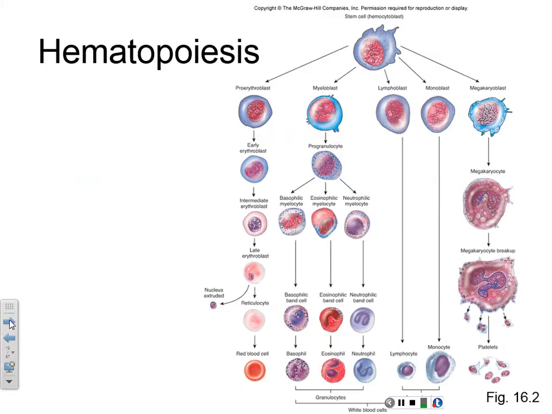So proerythroblast, then you've got early and late erythroblast, and at this time it's losing organelles. By the time it's a reticulocyte, it has lost the nucleus. And a reticulocyte is not a mature red blood cell. It's just one step behind. So what's the difference, which is in your module, between this and a mature red blood cell? What is lost for a reticulocyte to become a mature red blood cell?